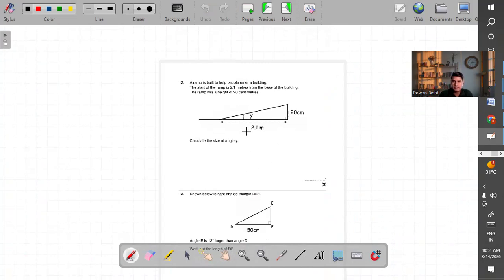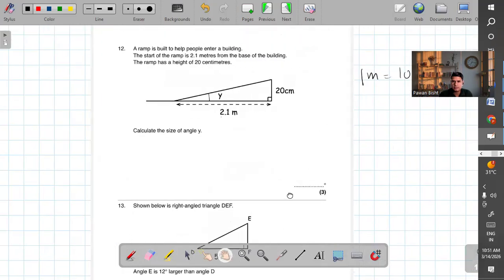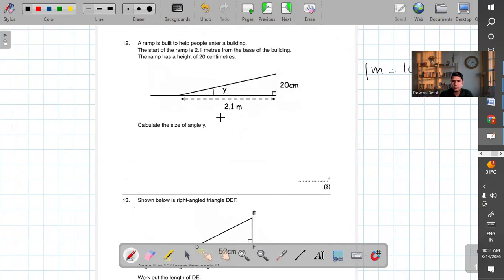Now you see here, this is in meter and this is in centimeter. So we convert this into centimeter. We know that 1 meter is equal to 100 centimeter. So 2.1 times 100 becomes 210 centimeter. Okay, so this will be my opposite and this will be my adjacent.